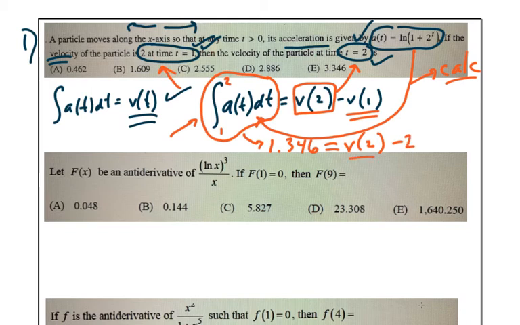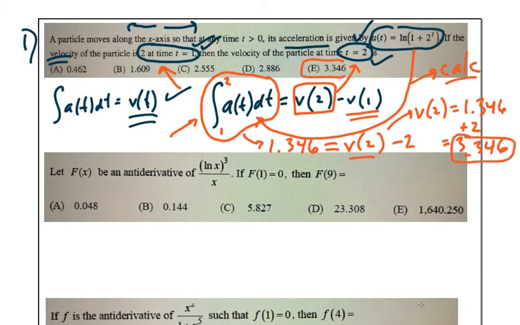So now let me just solve for v of 2. Over here, v of 2 equals 1.346 plus 2, 3.346. Let's see if we can find that answer amongst our choices. And there it is. The answer for number 1 is E. If you feel like you're getting the hang of it, go ahead and take a pause, try the next two, and I'll come back in a minute to help you out.